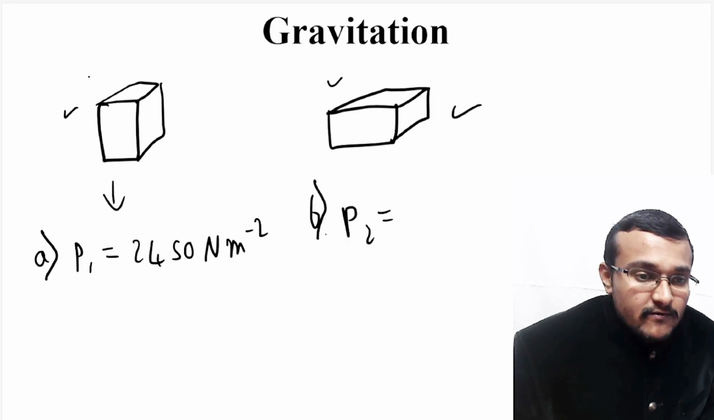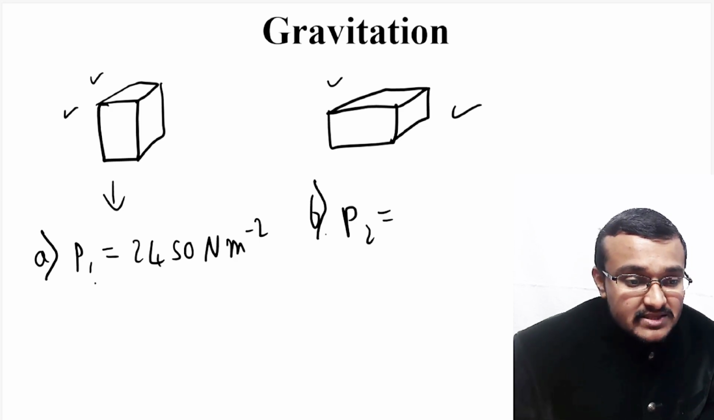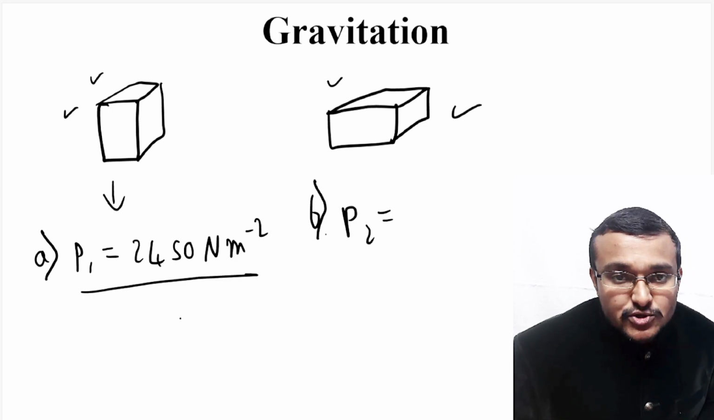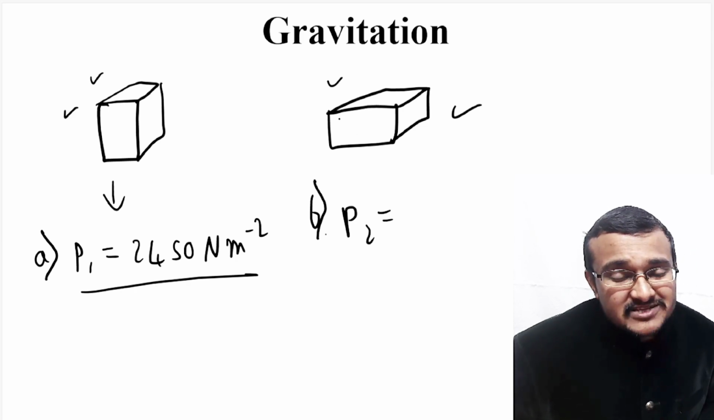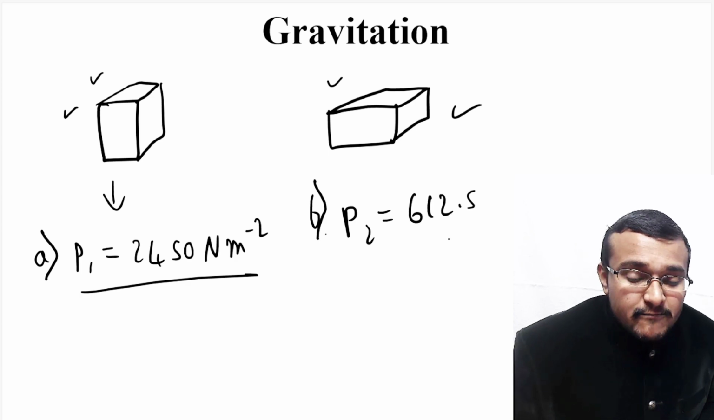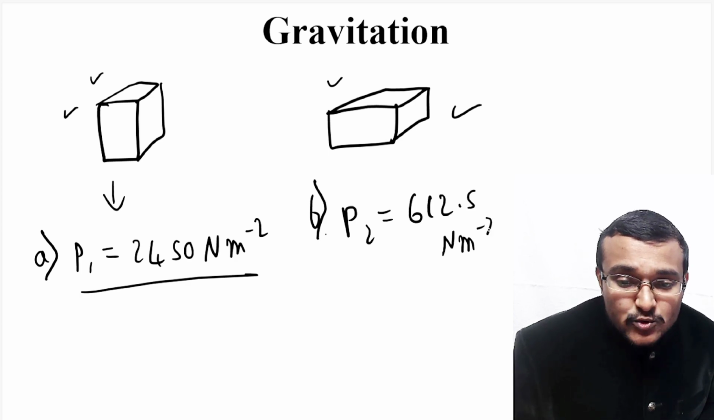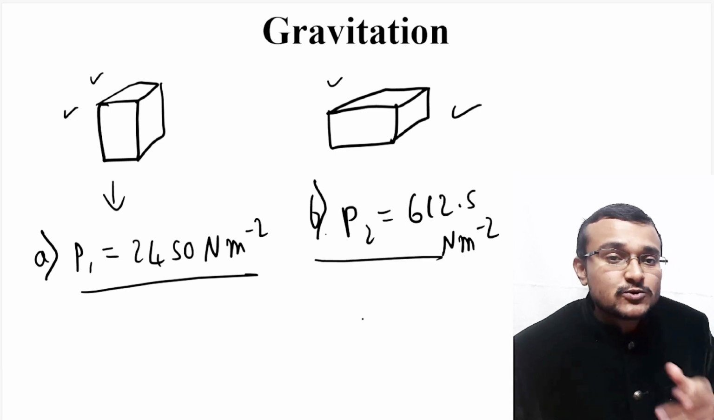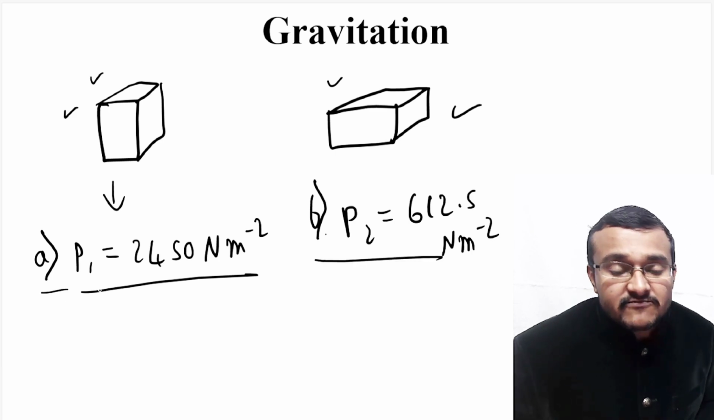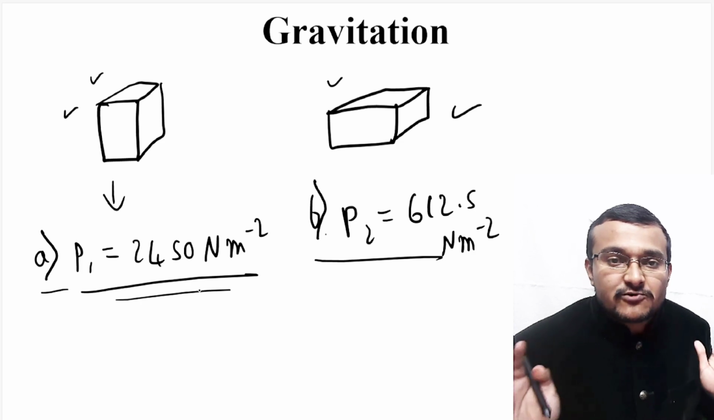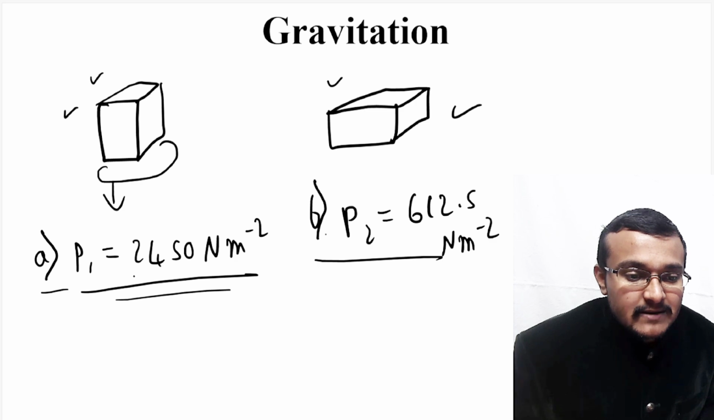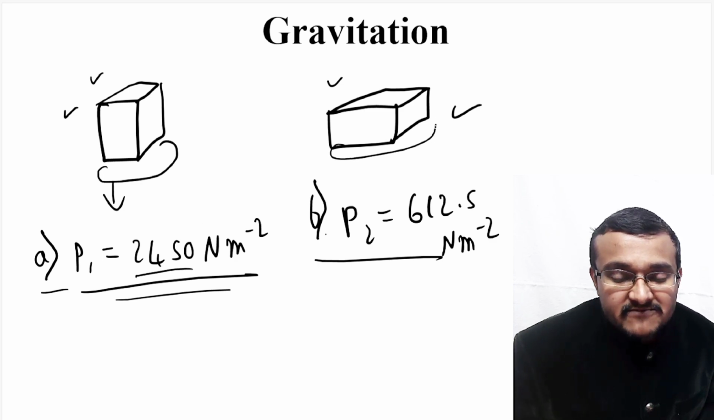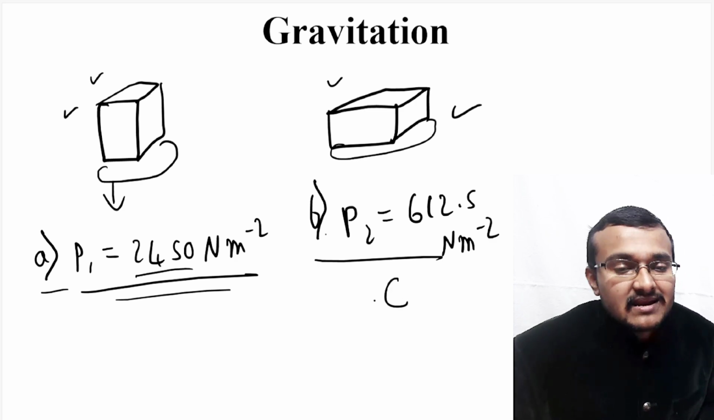When this wooden block was kept in this fashion, the pressure was equal to 2450 Newton per meter square. The same wooden block, which has the same weight, when kept in this manner, the pressure was equal to 612.5 Newton per meter square. So the answer for B is 612.5 Newton per meter square, and the answer for A is 2450 Newton per meter square. Because here the covered surface area is less, pressure is more. Because here the covered surface area is more, pressure is less.